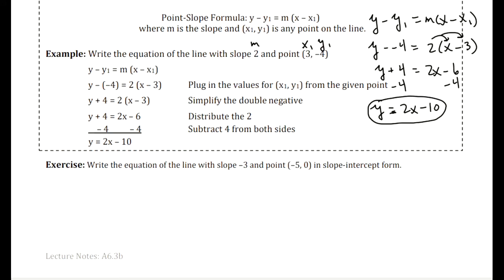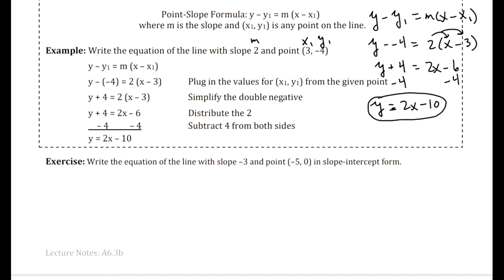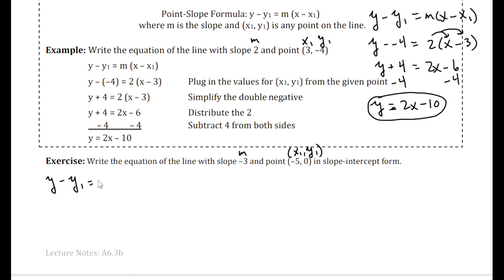Our final exercise is similar. We are given the slope as -3, and we're not given the y-intercept here. We're given (-5, 0). So we have our x1, y1, we have our m, and we can go right into the point-slope formula.